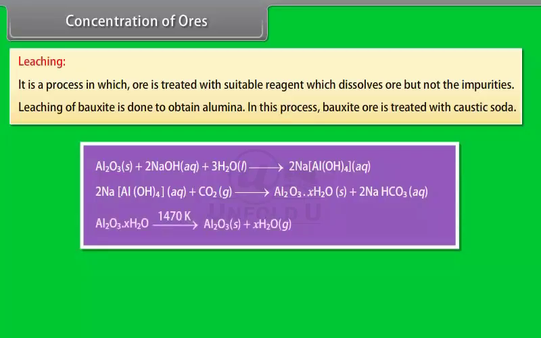The precipitate of Al(OH)3 is filtered, dried, and finally heated to about 1470 Kelvin to obtain pure Al2O3.